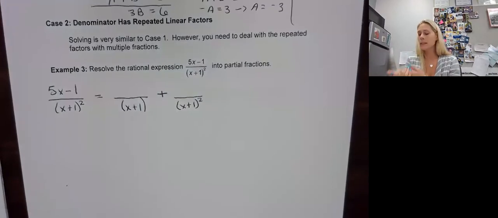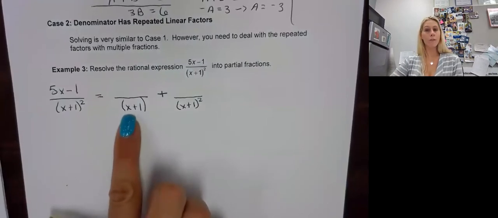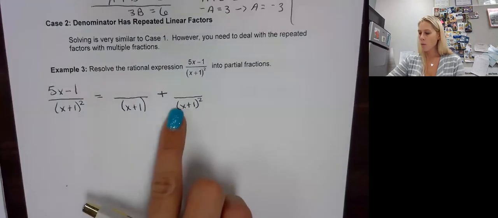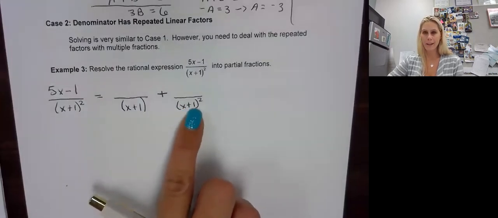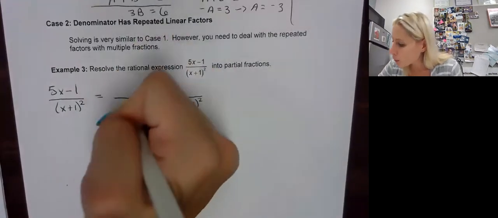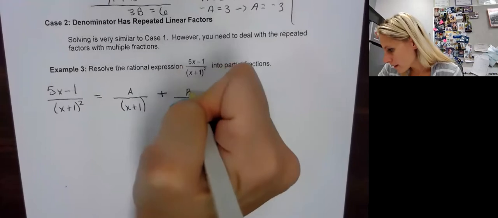Now in this case, just like in case 1, we just did an x to the first in the denominator. Even though this is squared, we're going to think of the inside. Okay, and this will make more sense the next case we do. So in this case, we still have a and b.